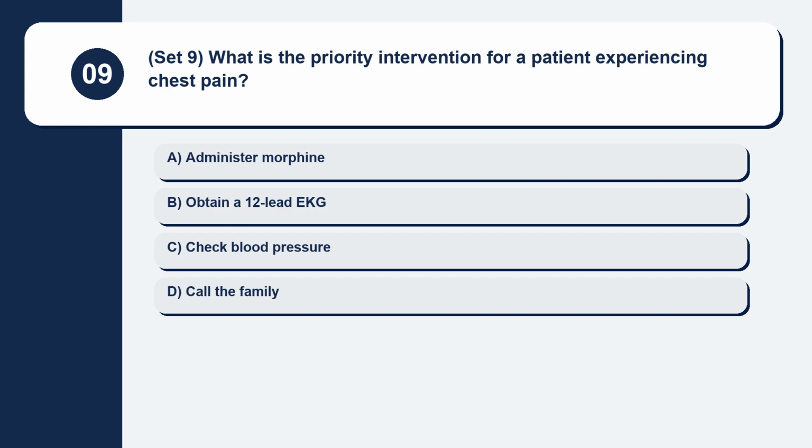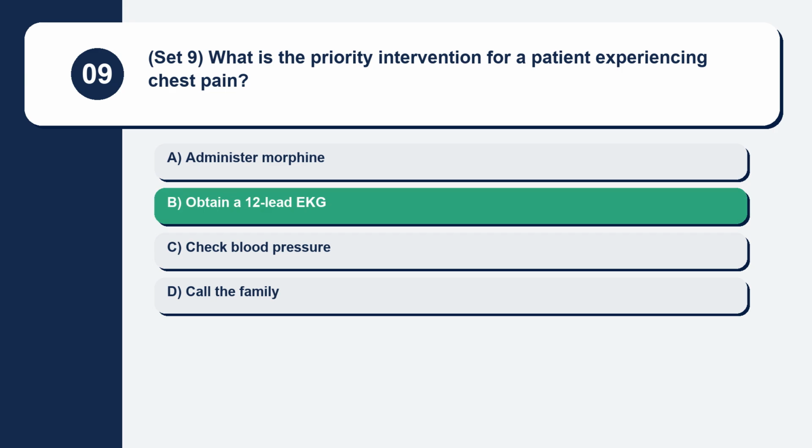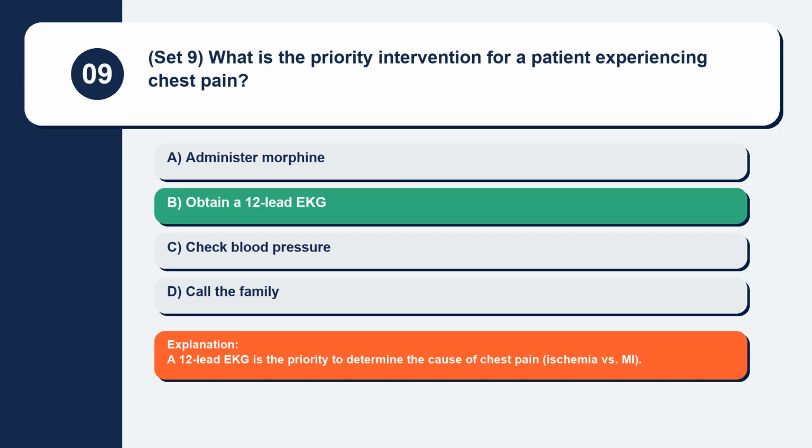Question 9. Set 9. What is the priority intervention for a patient experiencing chest pain? Administer morphine, obtain a 12-lead EKG, check blood pressure, call the family. A 12-lead EKG is the priority to determine the cause of chest pain, ischemia versus MI.